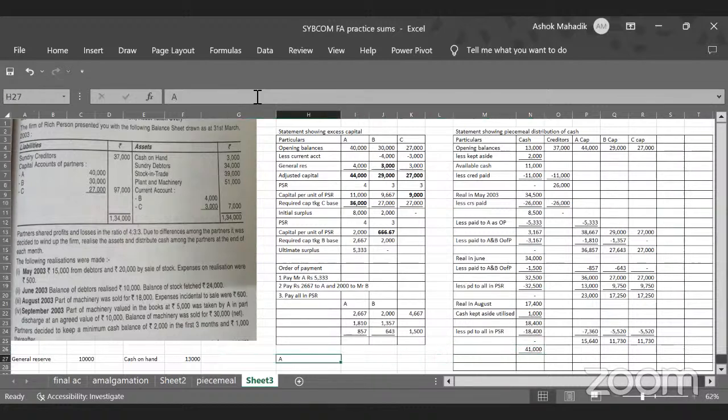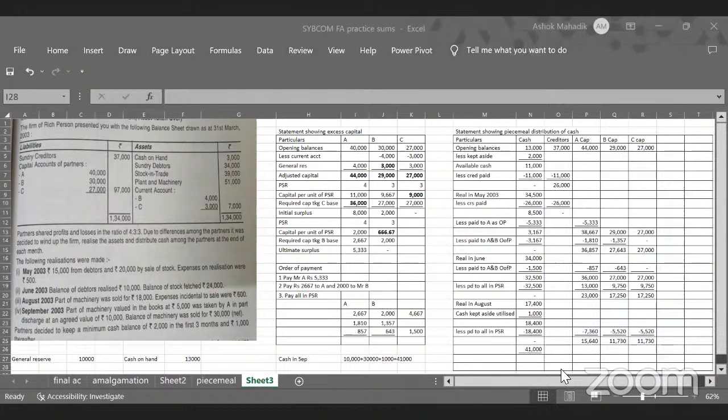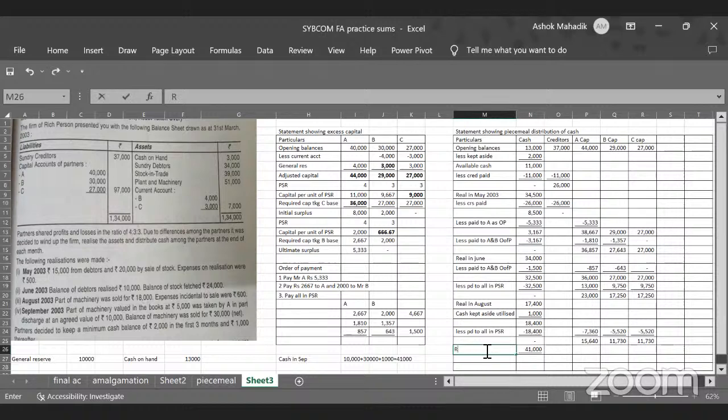I'll show it here. Cash in September will be 10,000 plus 30,000 plus 1,000. So we got 41,000. Okay. So now this 41,000 is the realization in September. Now you will use this for distribution.